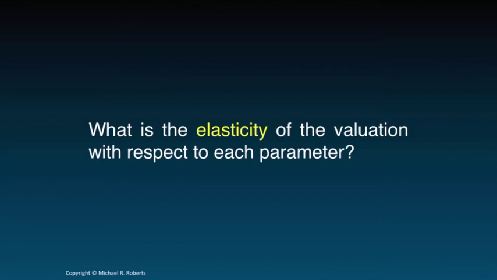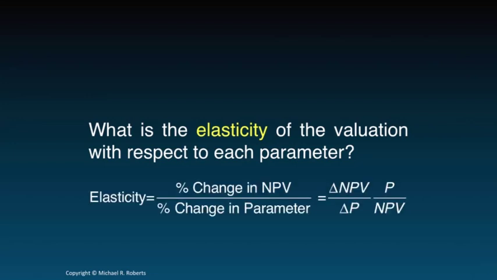So what is the elasticity of the valuation with respect to each parameter? It's similar to what we did, but it puts a little bit more structure on the changes in the parameter, so we can compare the sensitivity of the valuation to different parameters a little bit more sensibly. So what is the elasticity? Well, it's just defined as the percentage change in the NPV divided by the percentage change in the parameter, or delta. Remember, this is nothing more than change. The change in the NPV divided by the change in the parameter times the ratio of the parameter to the NPV. Okay.